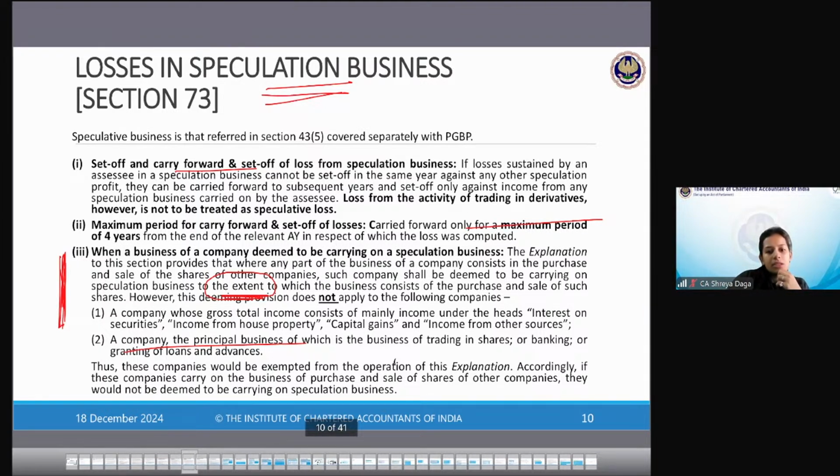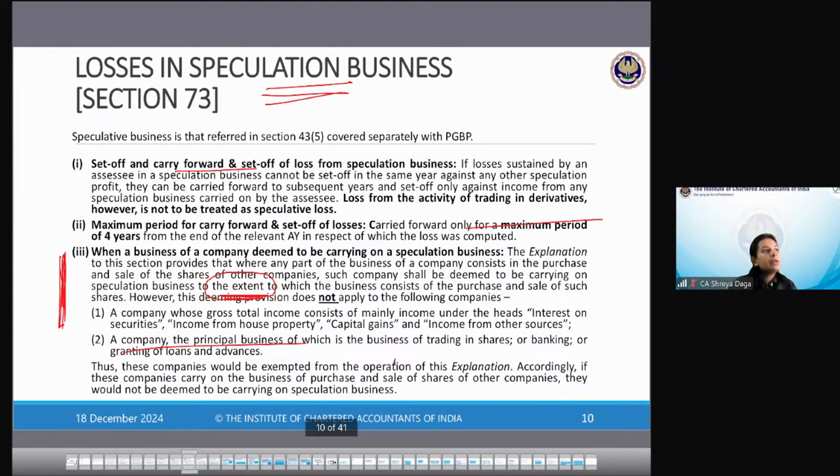When is a business deemed to be speculation business? Okay, so like I broadly told you, what is speculation business for this purpose? Speculation business means if a company deals in or trades in the shares of other companies, and it is so frequently as to be considered as business, but it is not an investment company.